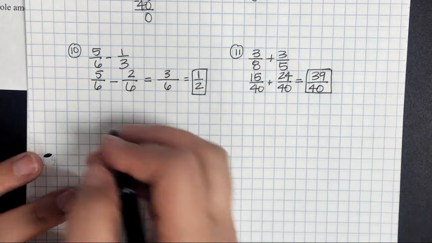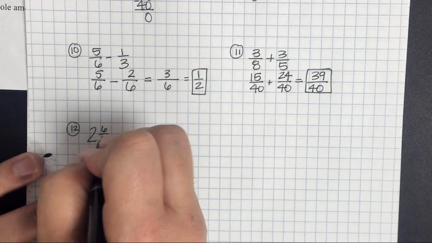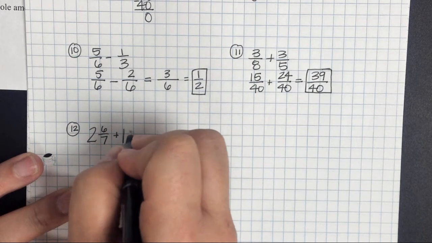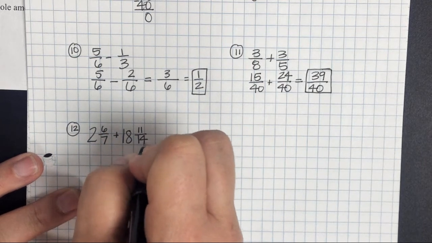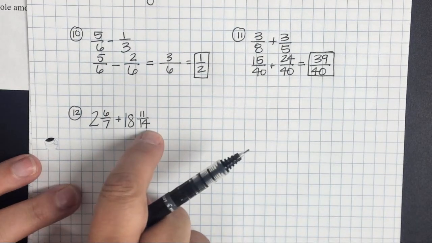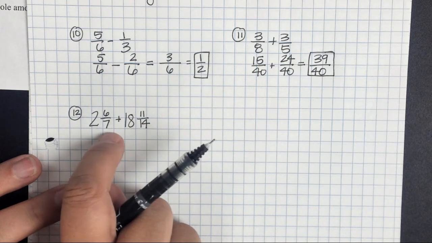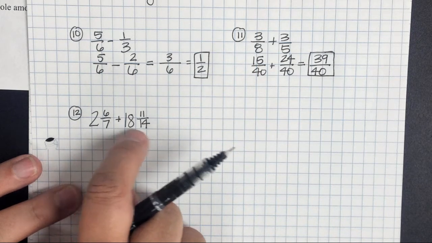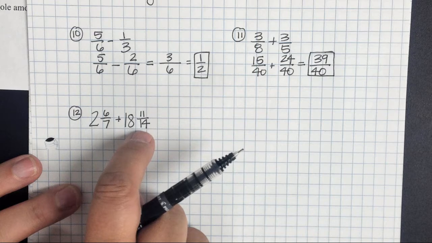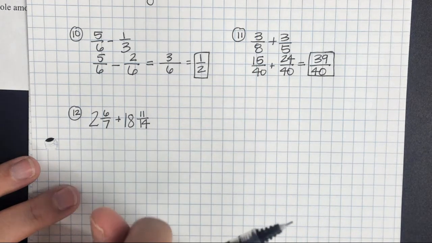Okay. Number 12. Now we have some mixed numbers. 2 and 6/7 plus 18 and 11/14. So again, looking for my least common multiple between 7 and 14. Absolutely, I agree it is 14. Anytime you have a number that is a factor of a larger number, the larger number will always be your least common multiple.